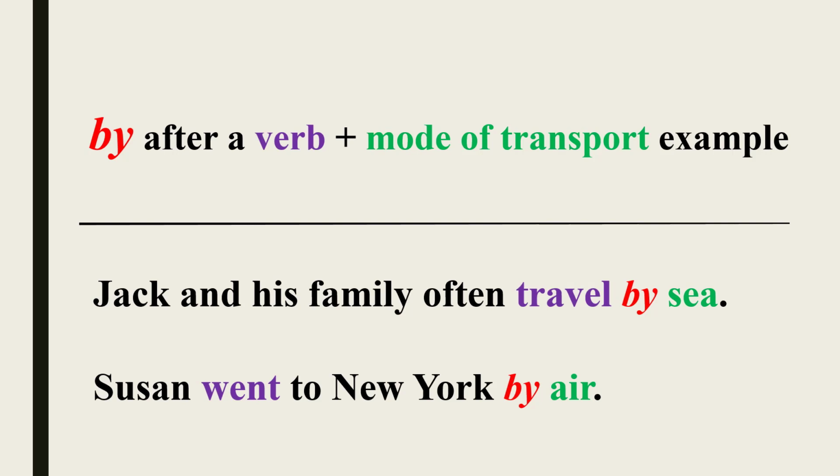Next example, with modes of transport. Jack and his family often travel by sea. Susan went to New York by air. Here, travel and went are verbs, while sea and air are modes of transport. Travel by sea, went by air.